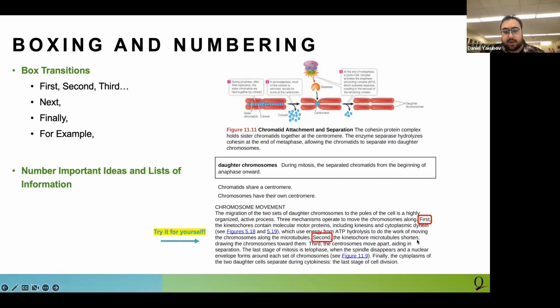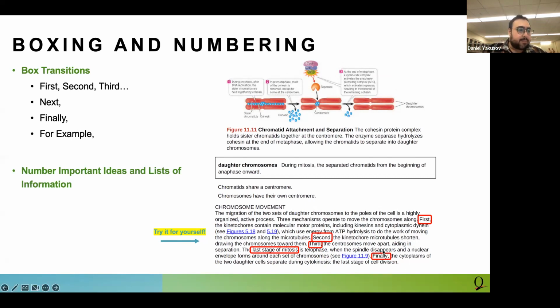So second, the kinetic core microtubules shorten, blah, blah, blah. And then third, the centrosomes move apart. And then the last stage of mitosis is telophase. And you can box in the last stage, all right? So now you have an order in which these 4 different steps of mitosis take place, all right? So in this case, you can see first, second, third, and last, and you can list it on your paper when you're writing in your own notes, okay?